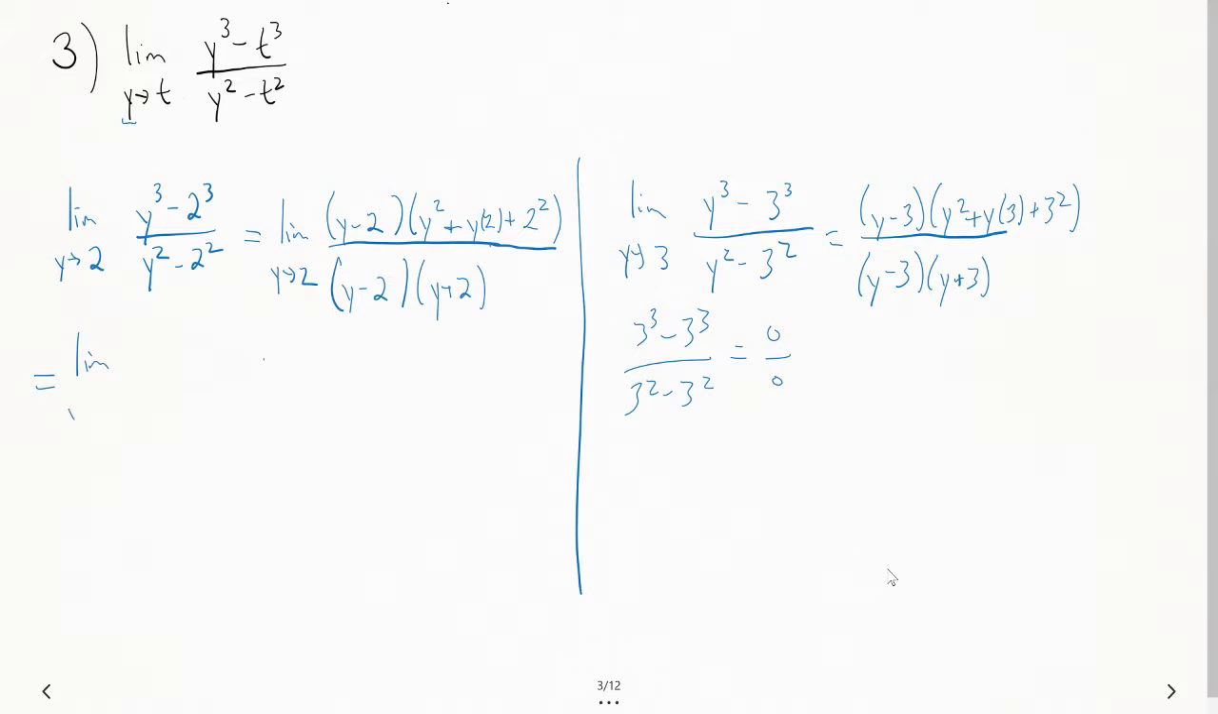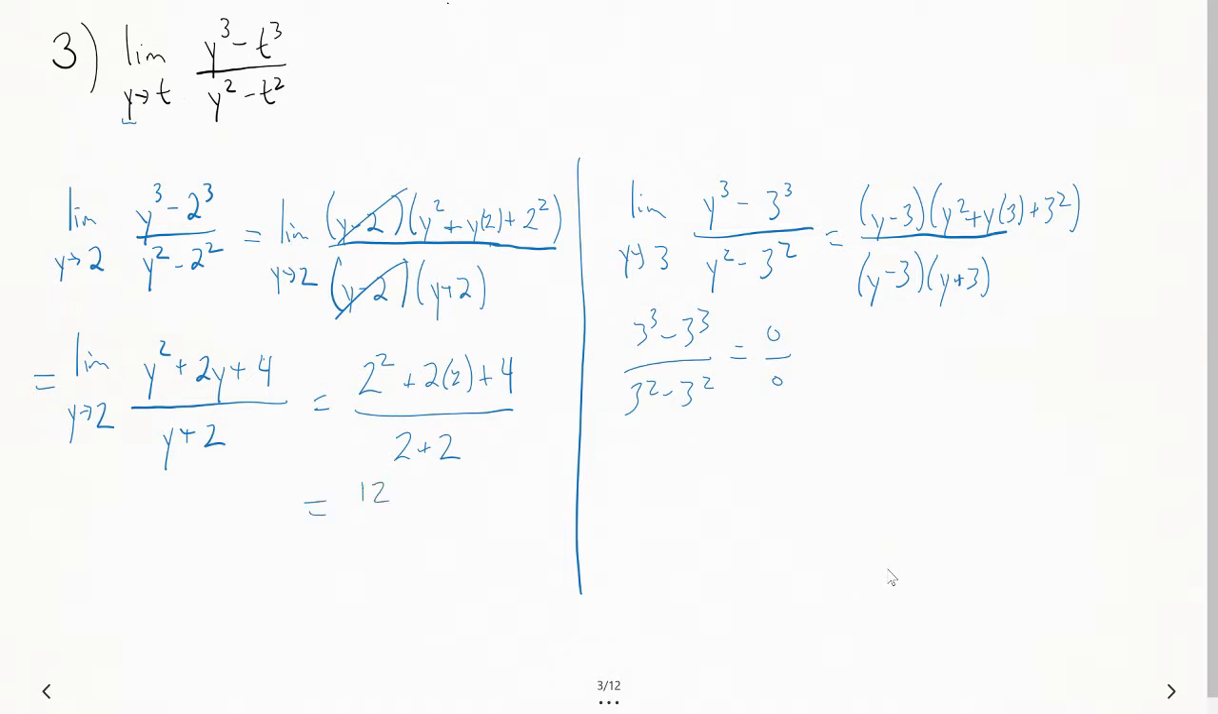where do we go? Well, we get the limit as y approaches 2. Notice what happens. The y minus 2's cancel, because we had 0 over 0, they should cancel, right? And what are we left with? We're left with y squared plus 2y plus 2 squared, which is just 4. And in our other case, we have y plus 2. So when we plug that in, we'll get 2 squared plus 2 times 2 plus 4. So 4 plus 4 is 8, plus another 4 is 12, all over 2 plus 2, which is 4. So you get 12 over 4, which is 3.